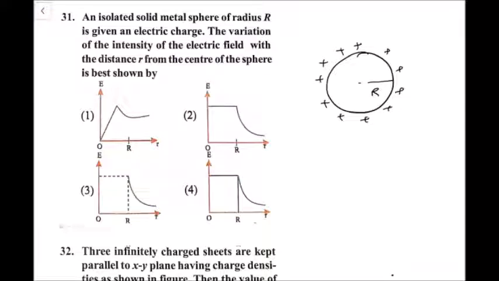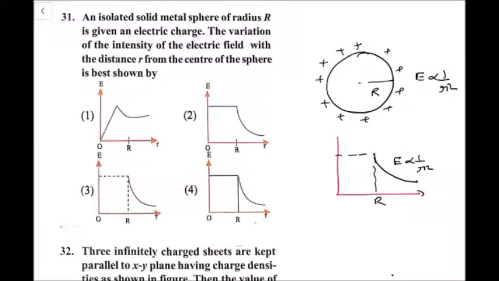So if you draw the graph up to the radius, there is no field. After that, that means outside the metallic sphere, the intensity of electric field is inversely proportional to r square. So you will get this graph. This graph is drawn between intensity of electric field and distance r. So this one coincides with option 3. So option 3 is correct.